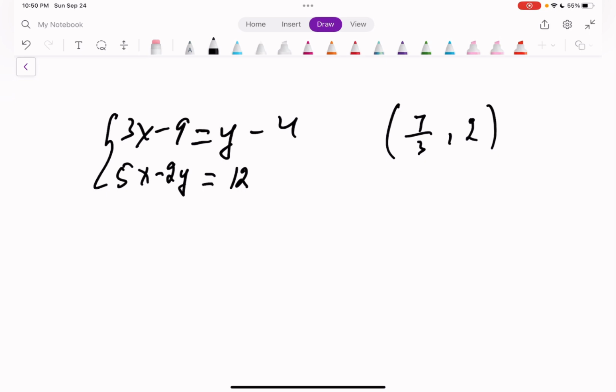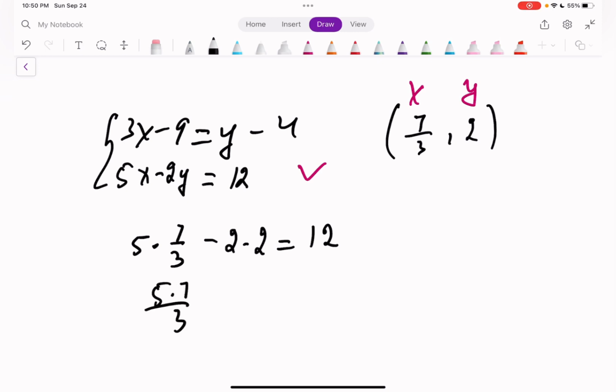So this means my 7 over 3 is x, my 2 is y. What I'm going to do is plug in x as 7 over 3, y as 2. I'm going to start with the second equation because I think it's fewer operations. If it's equal, then I will move to the next one. Okay, 5 times x, which is 7 over 3, minus 2 times y, which is 2, equals 12. Let's see, 5 times 7 over 3 minus 4 equals 12.